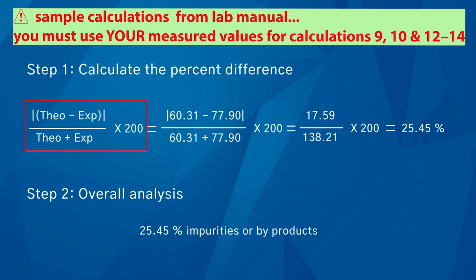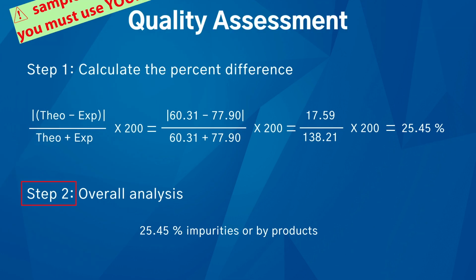Regarding the calculation of the percent difference, we required use of the theoretical and the experimental. The theoretical is the value which we calculated using the periodic chart, or the 60.31. The 77.9 value in this case is what was recorded from that experiment's experimental data. So in this particular example, the theoretical and the experimental data varied by about 25%.